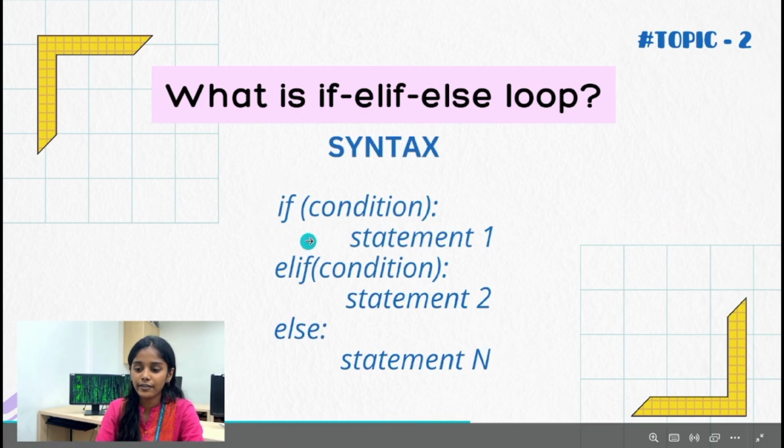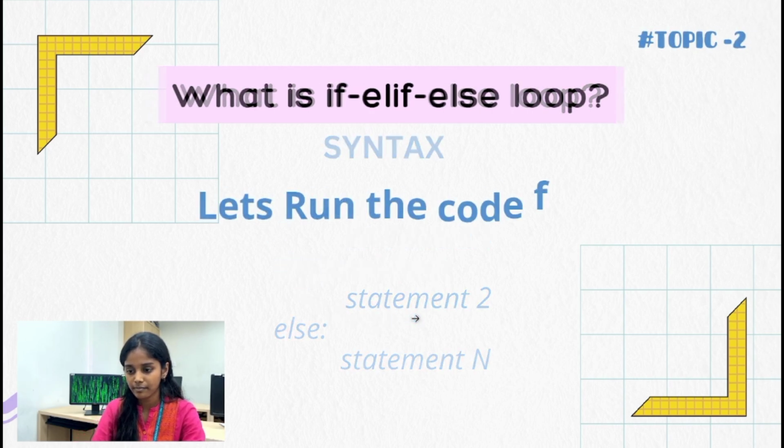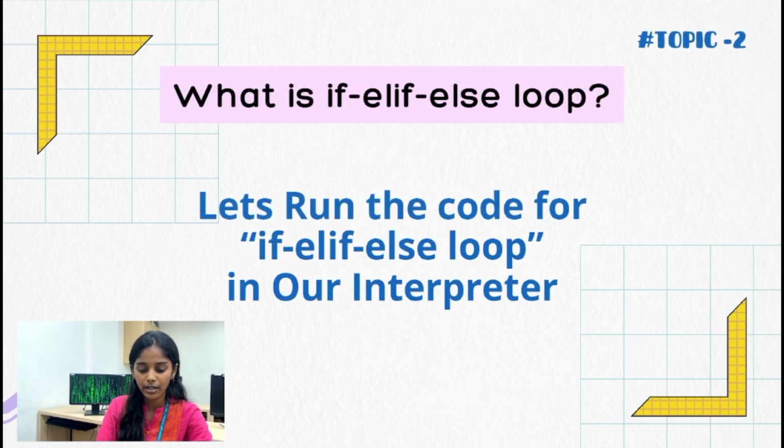So first we have the if condition. If the condition is true, then statement 1 will be executed. Second, we have the elif statement. Elif statement can be written multiple times, and if this condition is true, then statement 2 will be executed. And finally we have the else statement. If both the conditions don't meet the criteria, then statement n will be executed. So let us now run our code in the interpreter.